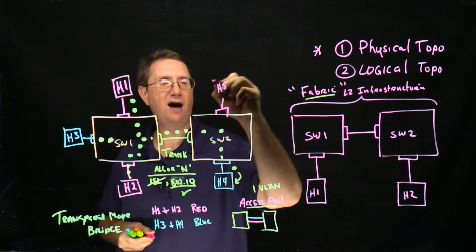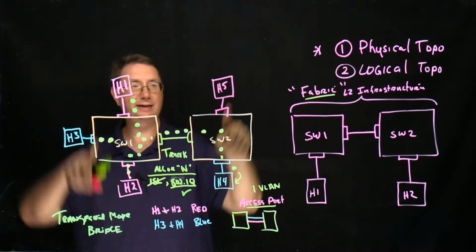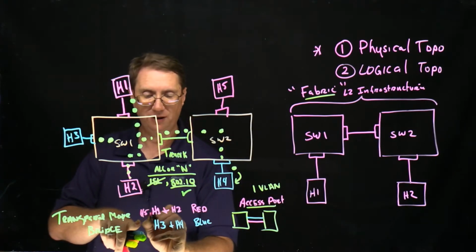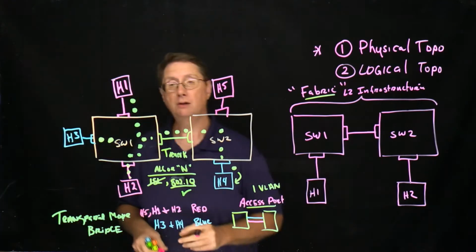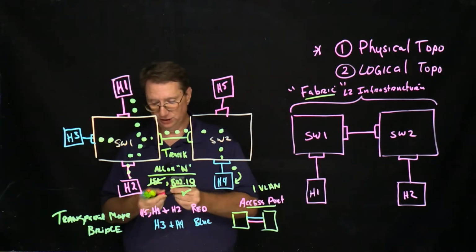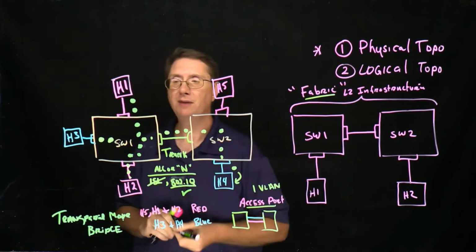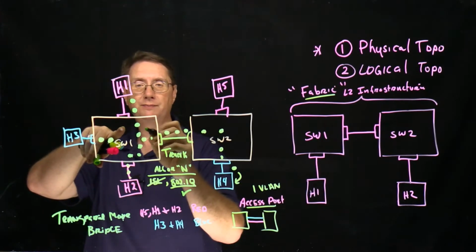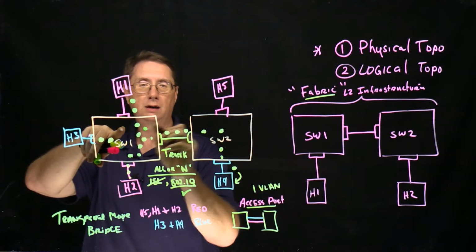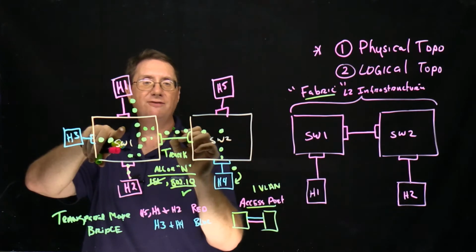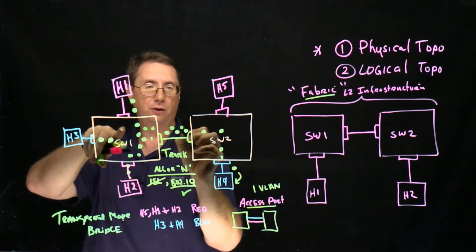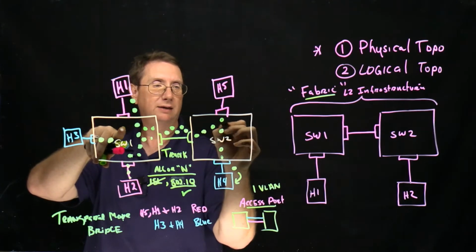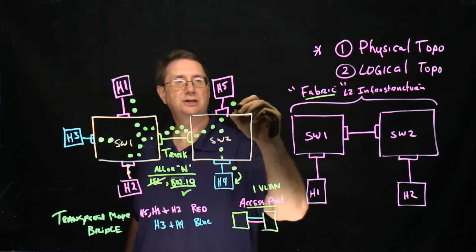So host 5 is connected, and host 5 is in the red VLAN now. So it's going to be H5, H1, and H2. They're all part of the same configuration. Now, what I would end up doing is I would send information from this guy right here, and that information would need to traverse this link and ultimately be sent to this destination.